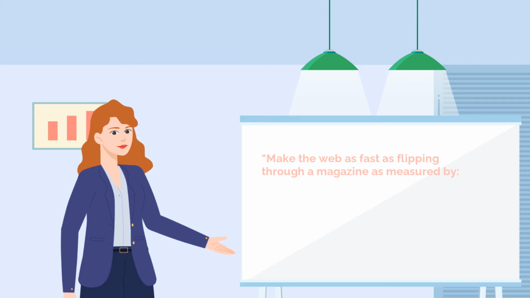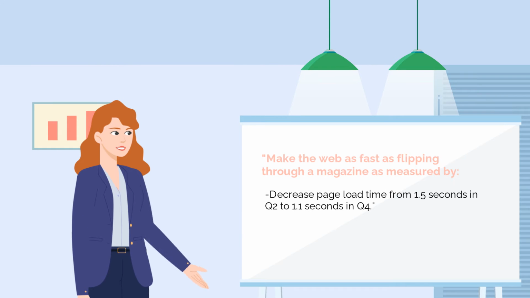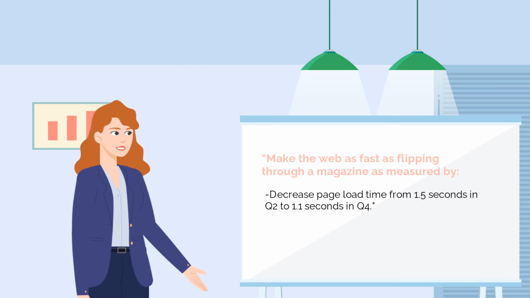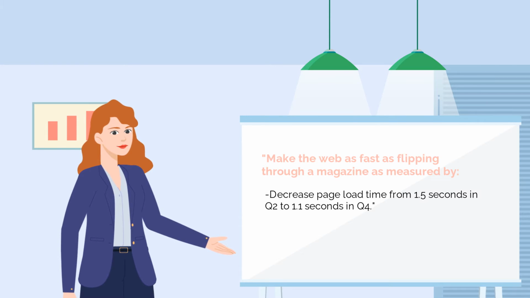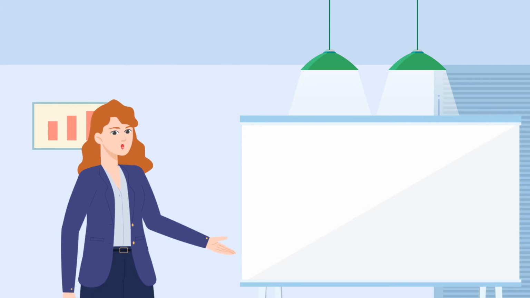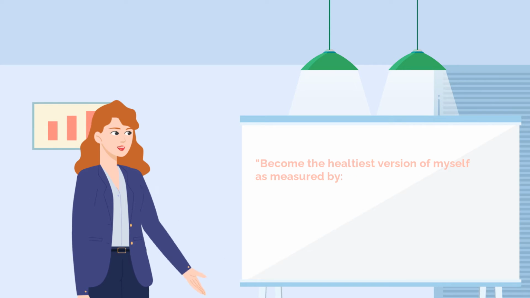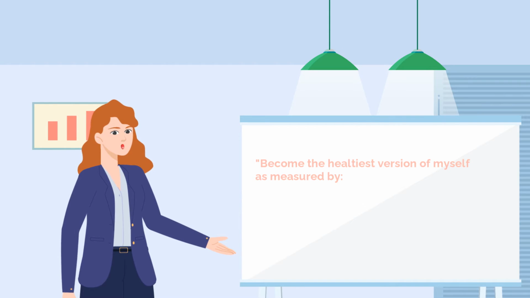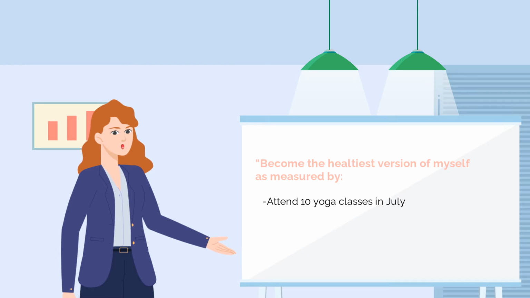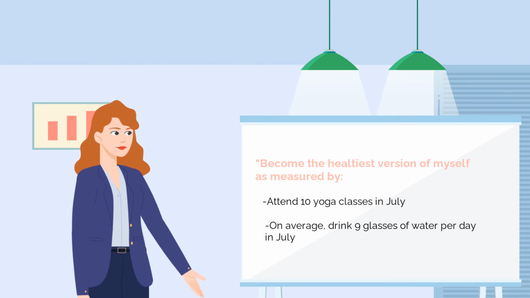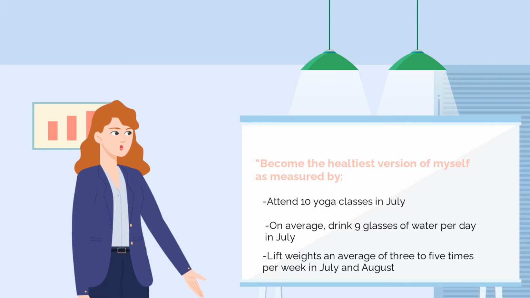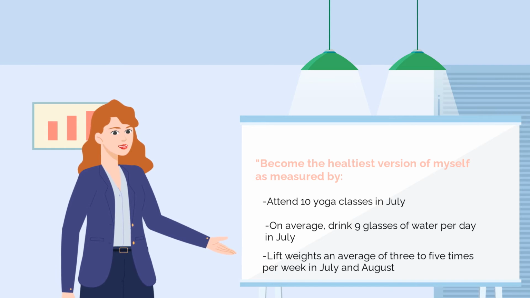Using the Google objective, an accompanying key result might be: decrease the page load time from 1.5 seconds in Q2 to 1.1 seconds in Q4. Let's take another example from our daily life. A personal objective can be: become the healthiest version of myself, as measured by. 3 key results for this objective might be: attend 10 yoga classes in July. On average, drink 9 glasses of water per day in July. And lift weights on average 3 to 5 times per week in July and August.